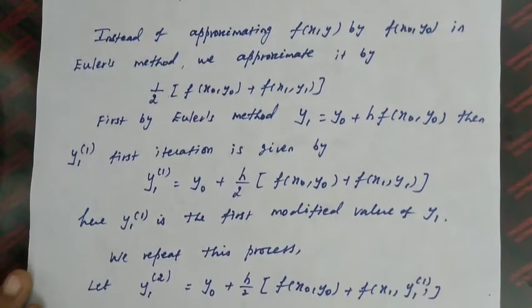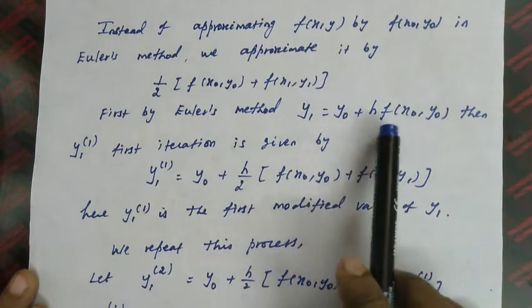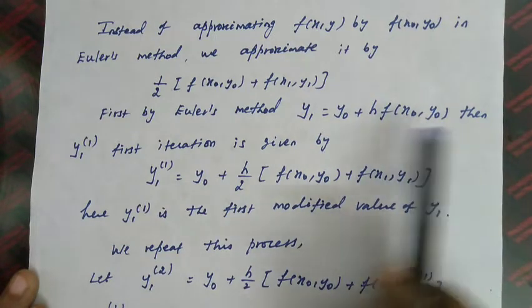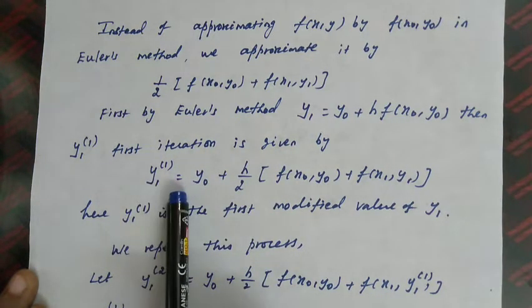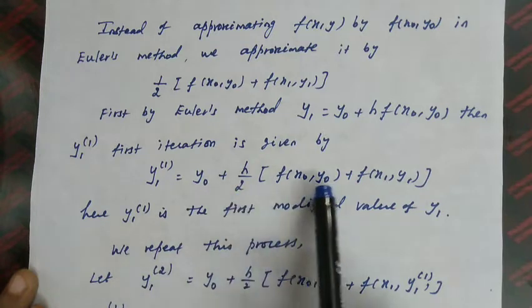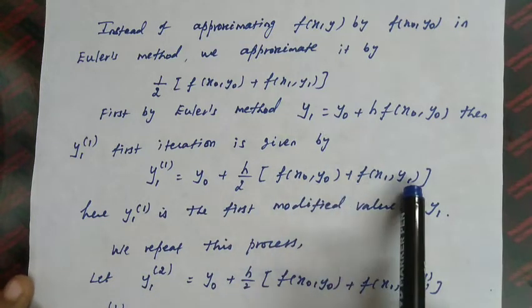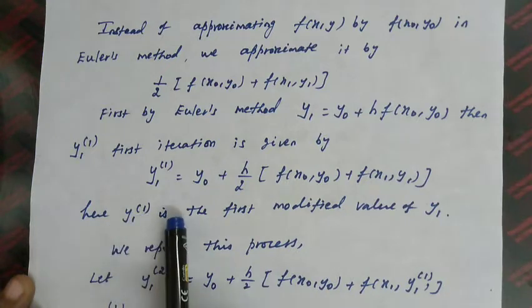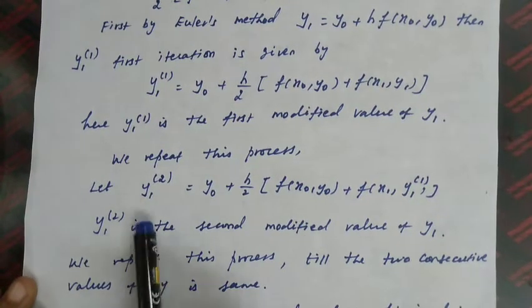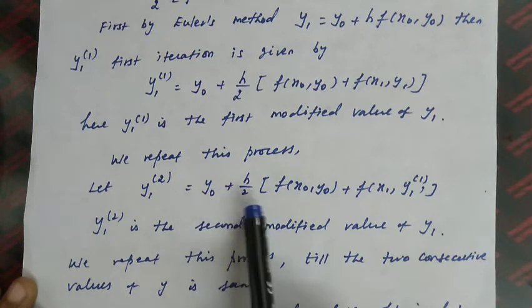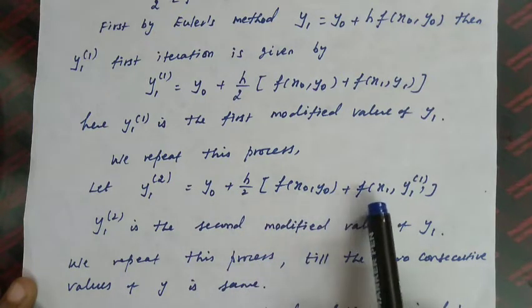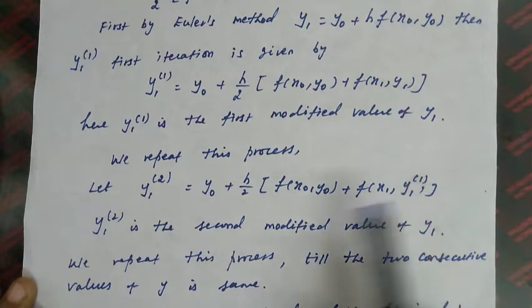First, by Euler's method, y1 equals y naught plus h into f of x naught y naught. Then y1 of 1, the first iteration, is given by y1 of 1 equals y naught plus h by 2 into f of x naught y naught plus f of x1 y1. Here y1 of 1 is the first modified value of y1. We repeat this process. Let y1 of 2, the second iteration, equal y naught plus h by 2 into f of x naught y naught plus f of x1 y1 of 1. y1 of 2 is the second modified value of y1.